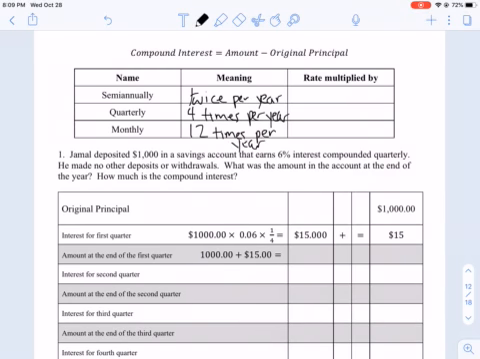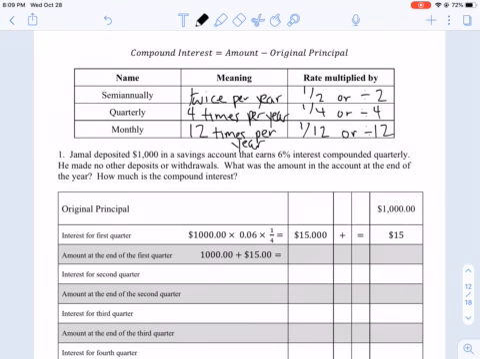Now, you can either multiply or divide. The book chooses to multiply. What we're going to look at is dividing. So semi-annually, you would multiply by 1/2, or we're going to divide by 2. Quarterly is 1/4, or dividing by 4. And monthly is multiplying by 1/12, or dividing by 12.